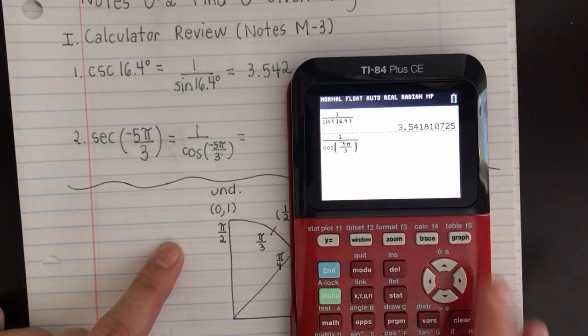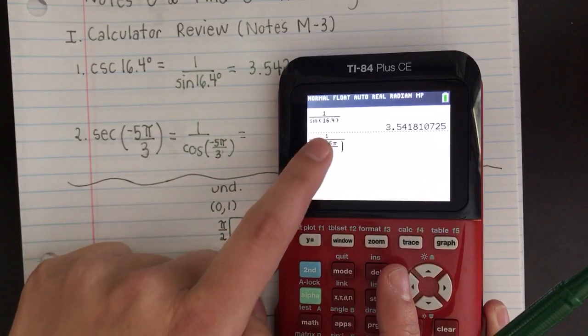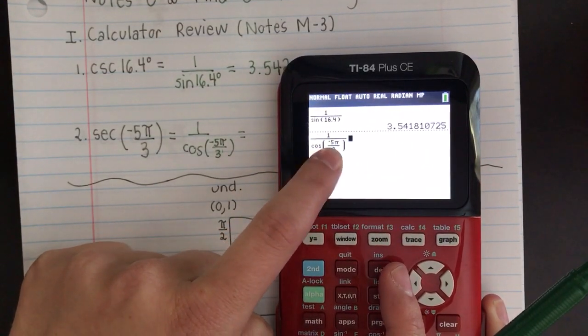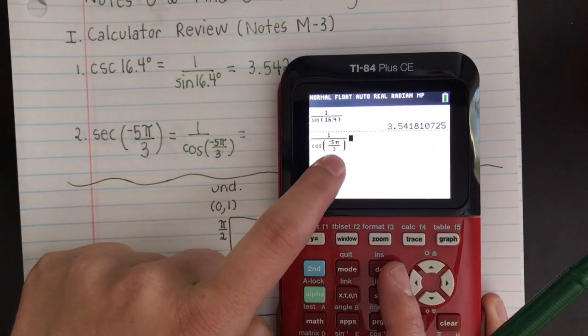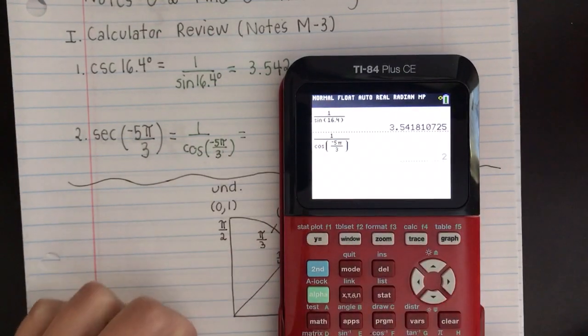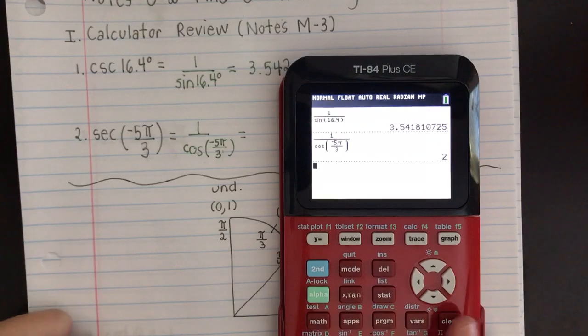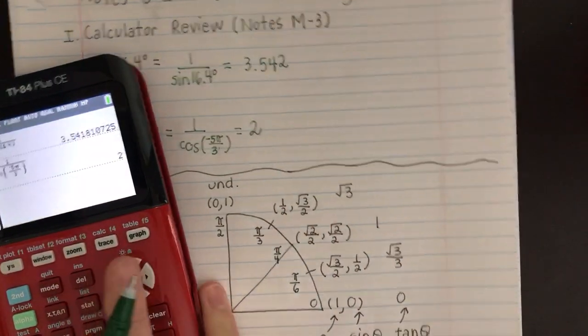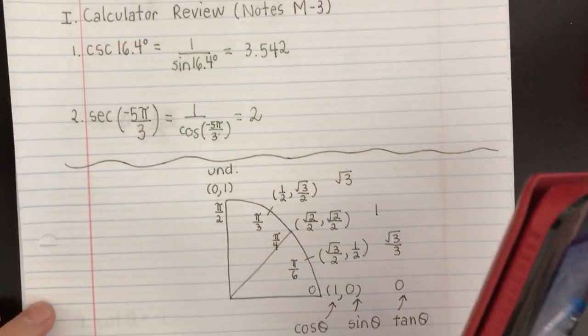So when you have this, you would want to use the alpha y equals key twice. Alpha y equals 1 over cosine. Within there, another alpha y equals for the negative 5 pi over 3. And you would get the value of 2 in the calculator. So that's a refresher of how to do the calculator portion.